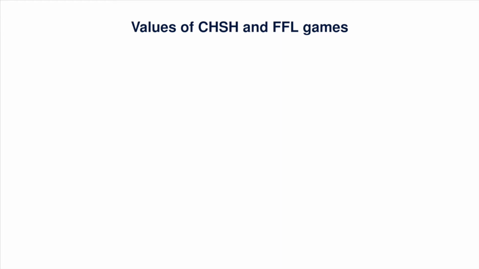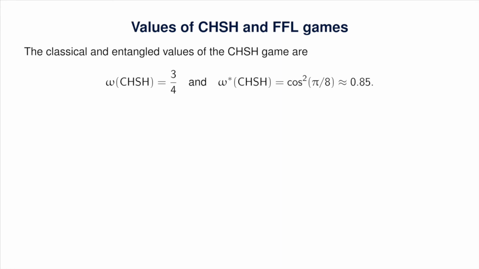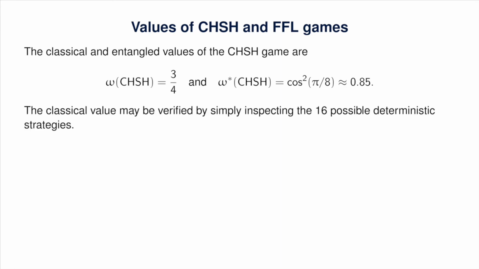Let's briefly go back to the examples of nonlocal games we saw previously, specifically the CHSH game and the FFL game, and discuss their classical and entangled values. For the CHSH game, the classical value is 3/4. One way to argue that is simply to go through all of the deterministic strategies and to verify that 3/4 is the highest winning probability. There are 4 possible functions from 1 bit to 1 bit, and 2 players to consider. So there are just 16 deterministic strategies in total.